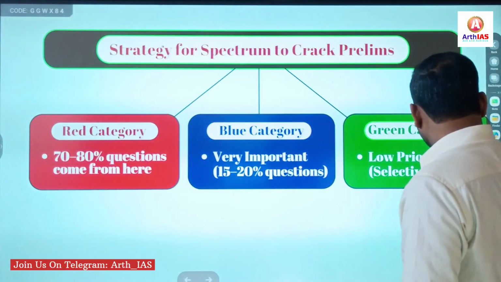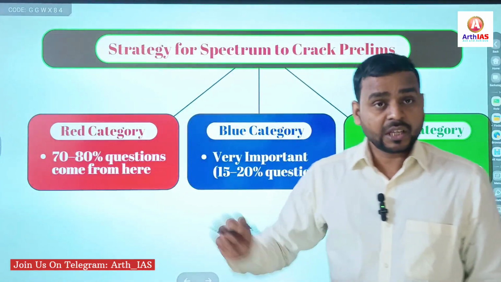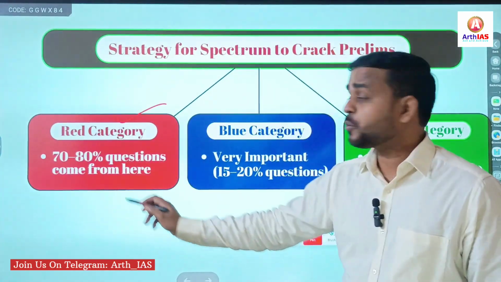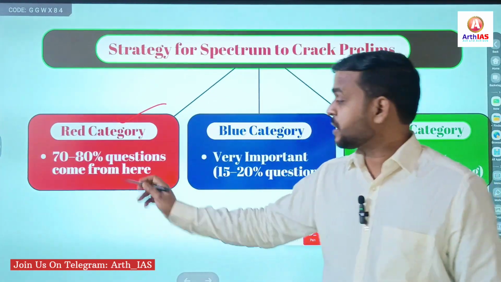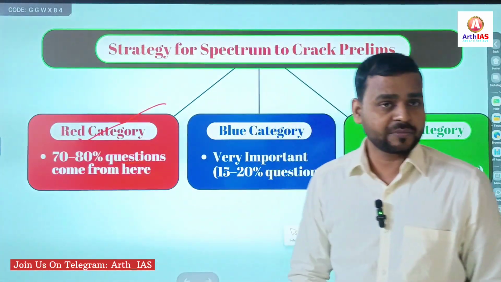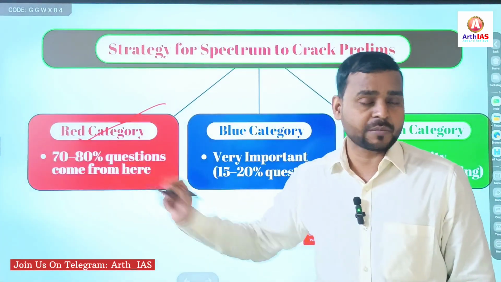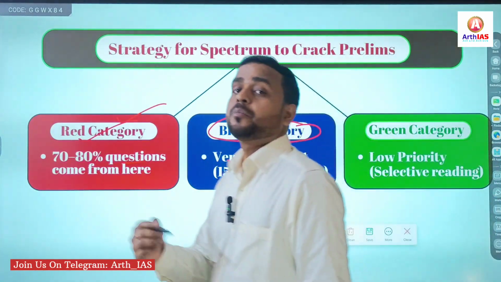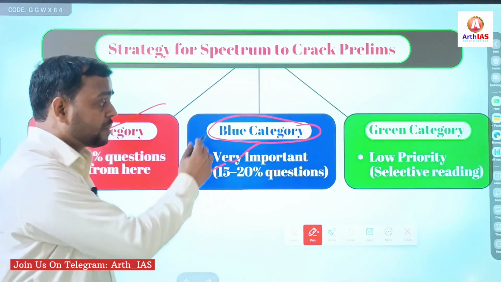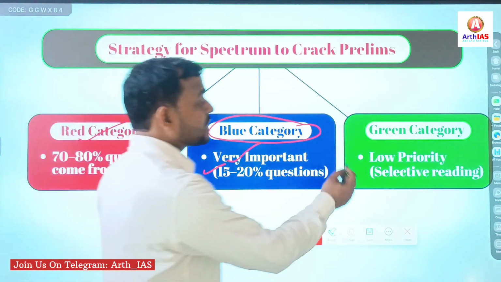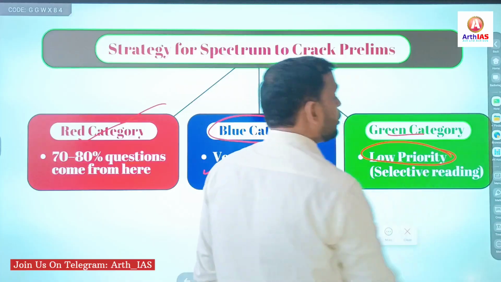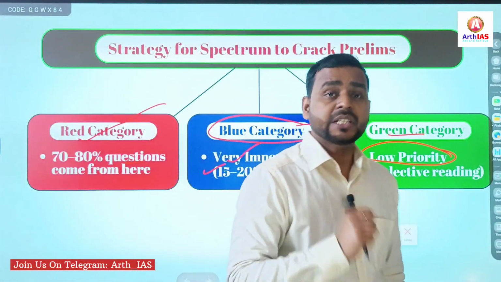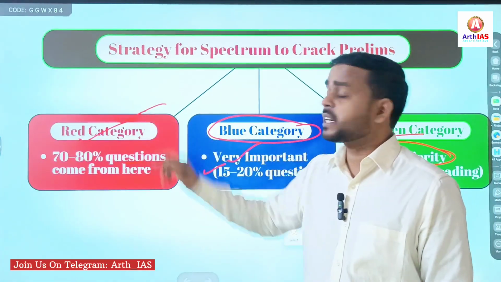So here I have categorized the chapters in three categories, right? First is red category, and here you have to invest your time, 70 to 80% of questions come from these chapters. I will tell you which are those chapters. Then blue category, here it is also very important, and mostly 15 to 20% of questions come from these chapters, right? And lastly green category, here it is low priority area, so it requires selective reading. So let's see first which is the red category.